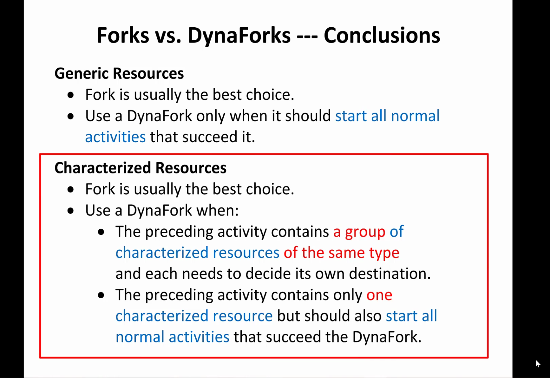For characterized resources, a fork is usually the best choice again. We should use a Dynafork only in 2 cases. When the preceding activity contains a group of characterized resources of the same type, and each one of those resources needs to decide its own destination when released.